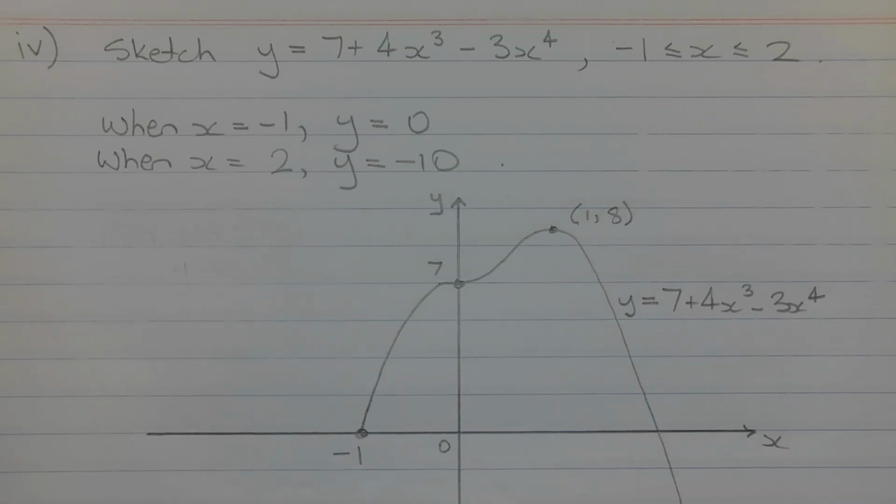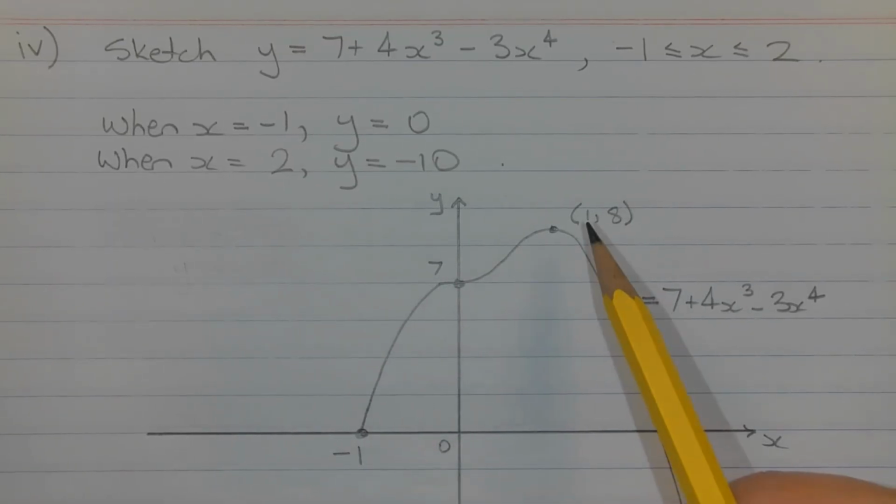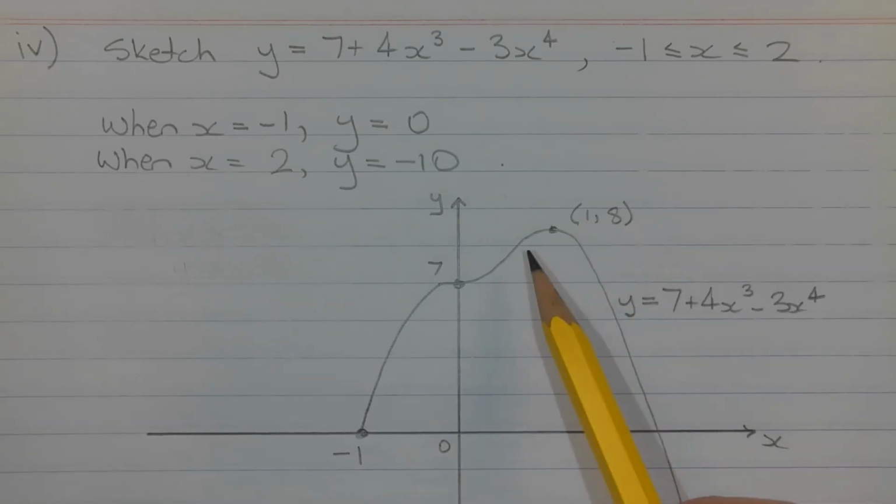Now, in previous parts, we found the stationary points (0, 7) and (1, 8), and we determined their nature. The stationary point at (0, 7) is a horizontal point of inflection, and the stationary point at (1, 8) is a local maximum.